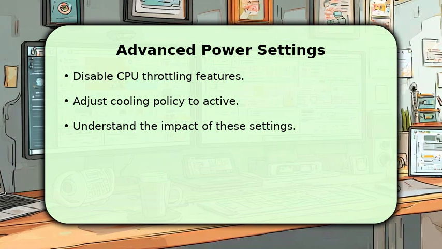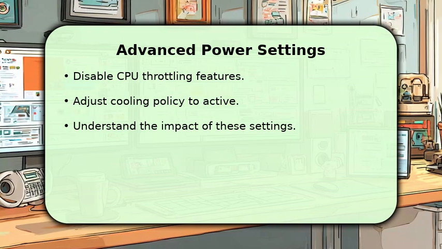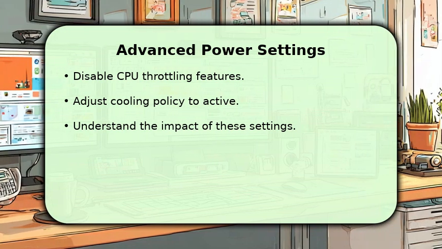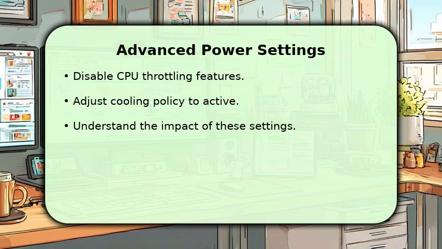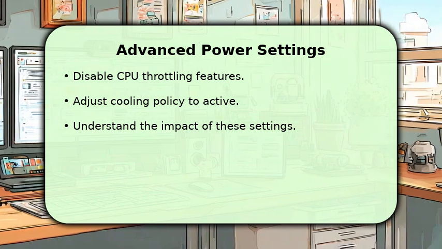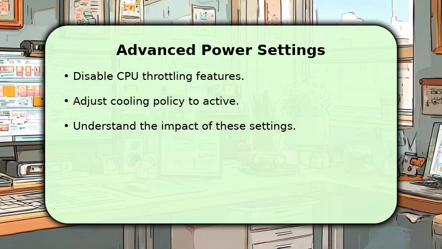Also, within your power plan's advanced settings, set the system cooling policy to active. This ensures your fans spin up sooner to maintain lower temperatures, which is vital for sustained high performance. These adjustments help your CPU run at its peak without artificial limitations.